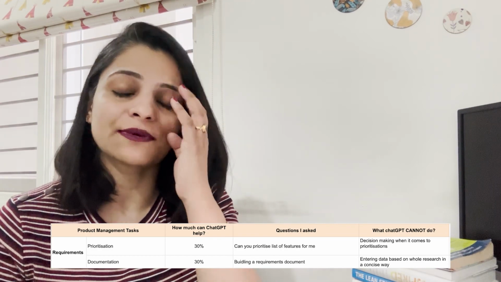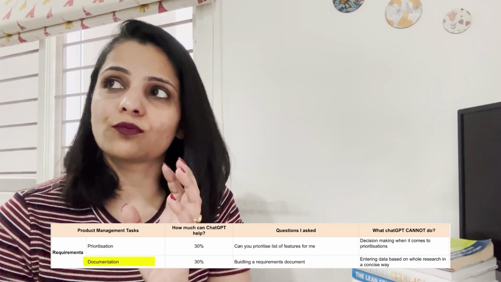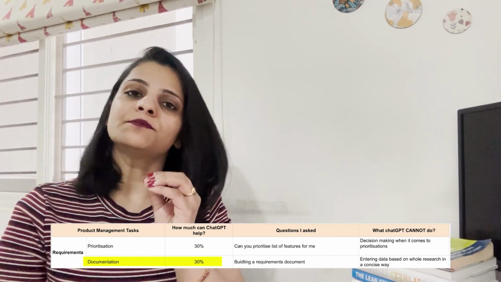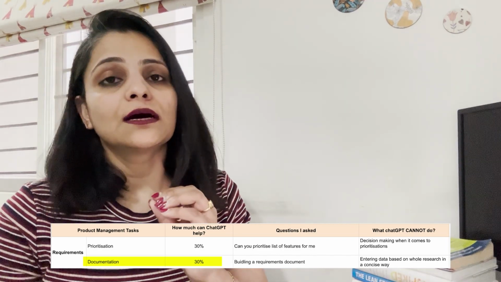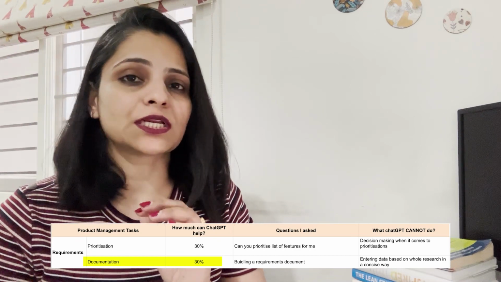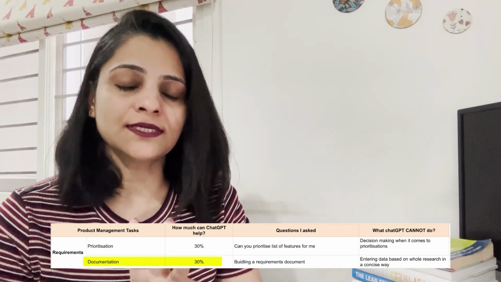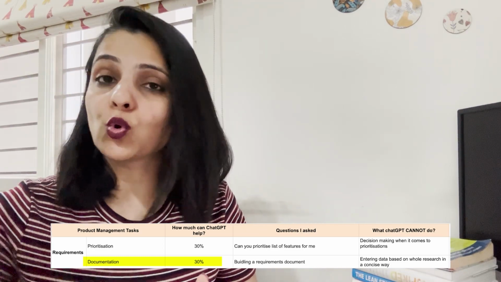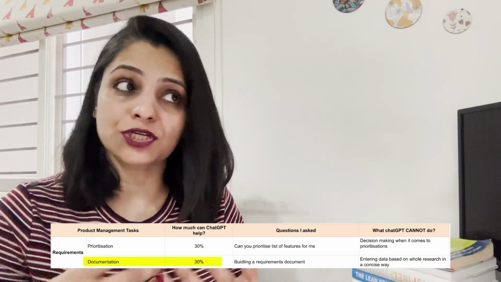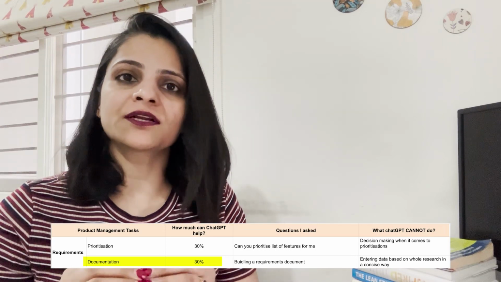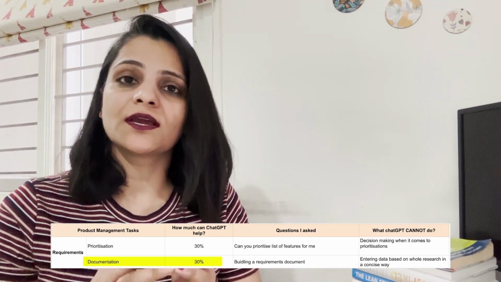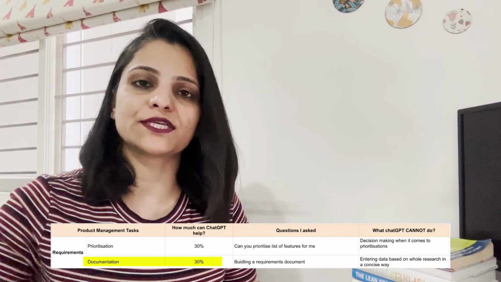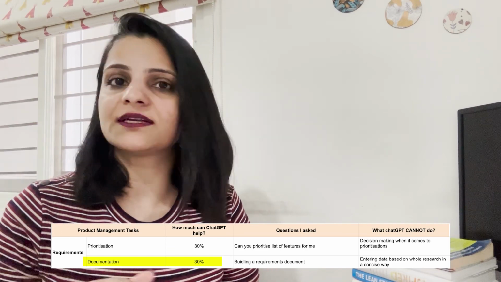The second one, as I mentioned, is the documentation. So again, it's almost the same percentage as prioritization. 30% of work can be done by the AI tool, but 70% of work needs to be done by the product manager. So as I said earlier as well, it can give you templates, it can give you the whole format, it can give you samples which are used by others, but the product manager still needs to create the document, customize it based on their organization, customize it based on whatever decisions they've made till this stage.